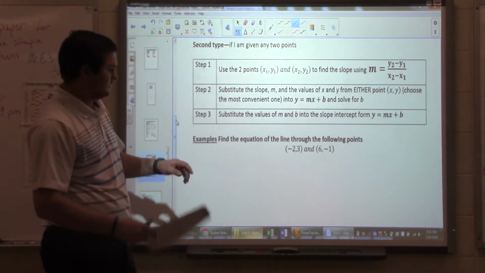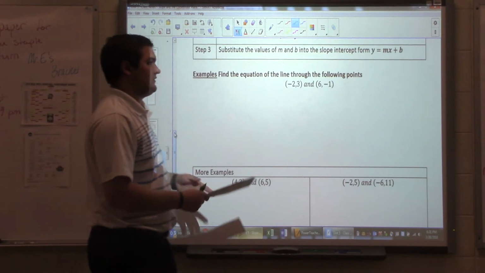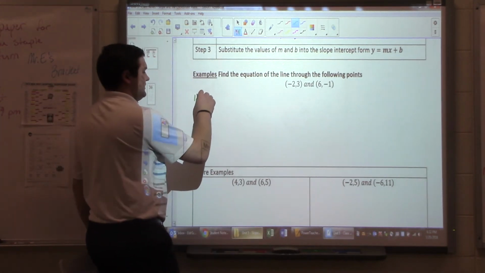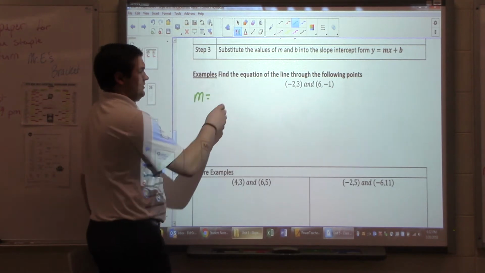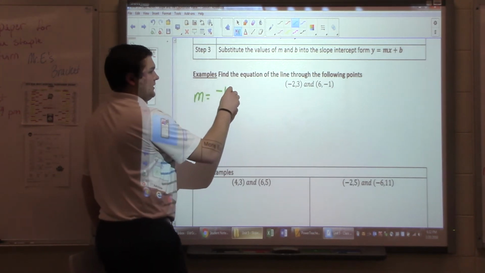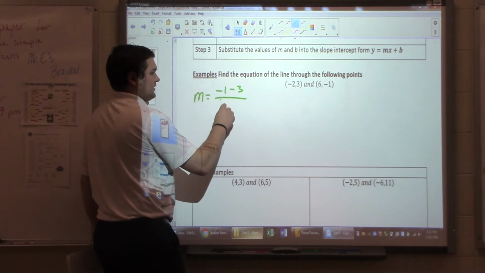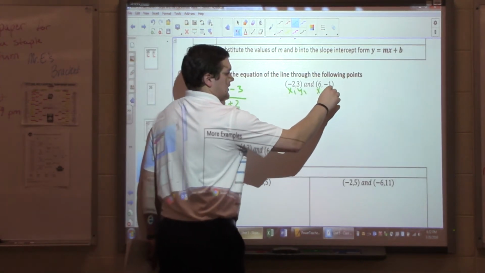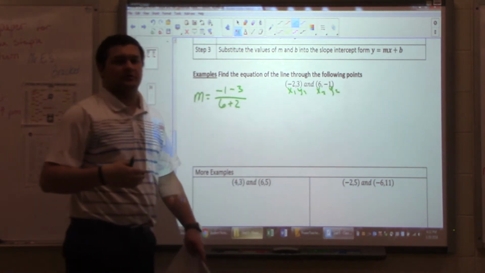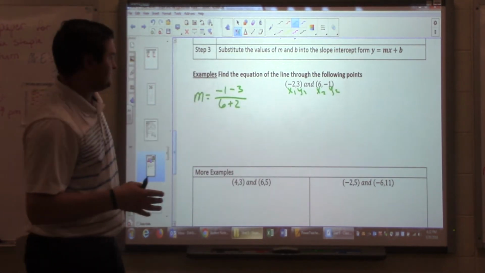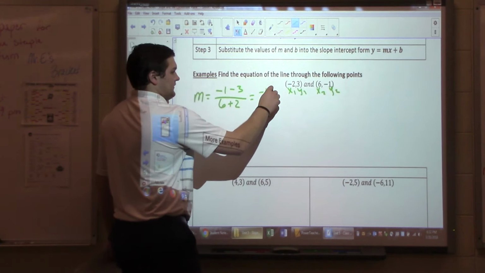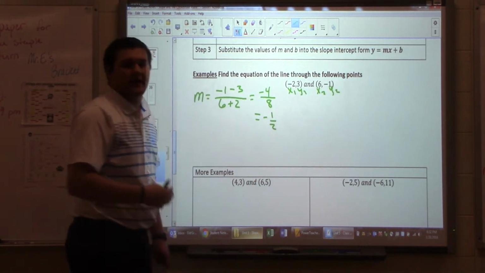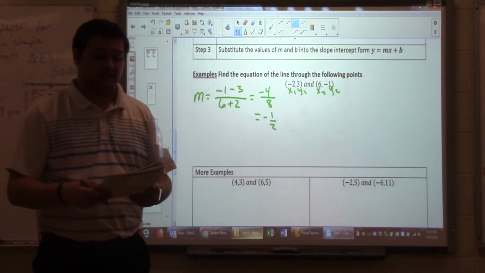So, 3 examples. First one, I'm given negative 2, 3, and 6, negative 1. So find our slope first. m equals negative 1 minus 3 over 6 plus 2. Right? x1, y1, x2, y2. Make sure we're labeling those points so we don't get messed up. We should get negative 4 over 8, which equals negative 1/2. So our slope is negative 1/2.